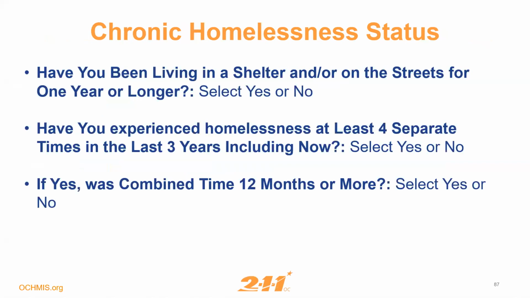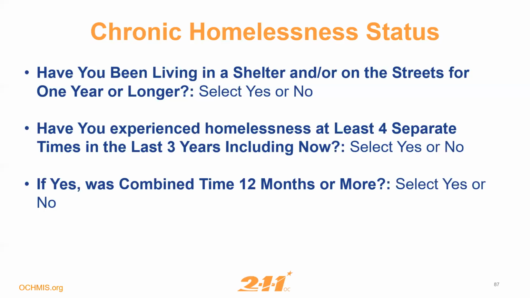So now we have questions asking about the client's chronic homelessness status. You will answer either yes or no to these 3 questions. Have you been living in the shelter and or on the streets for 1 year or longer, yes or no? Have you experienced homelessness at least 4 separate times in the last 3 years, including now? Answer yes or no. If yes, was the combined time 12 months or more? Answer yes or no.